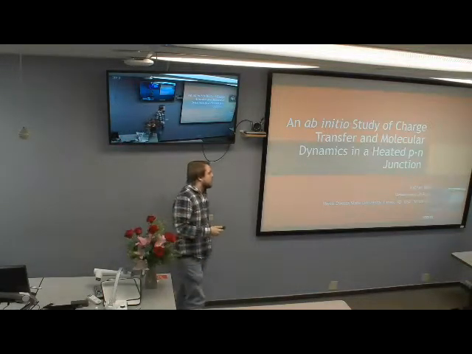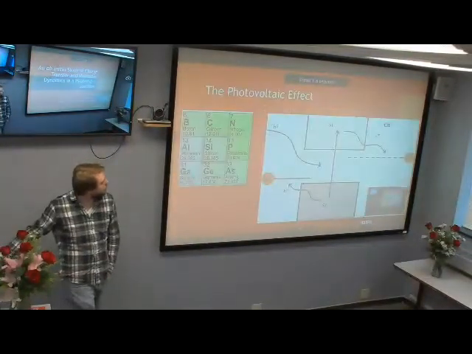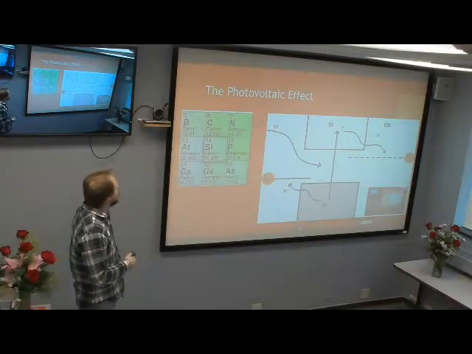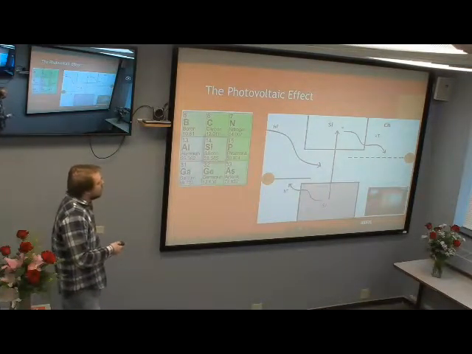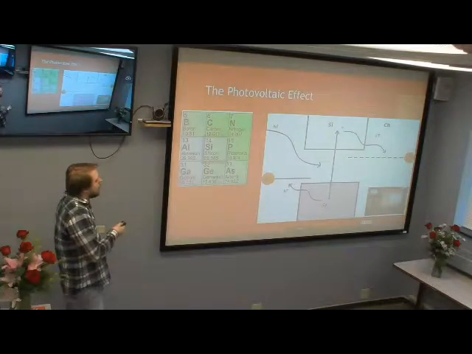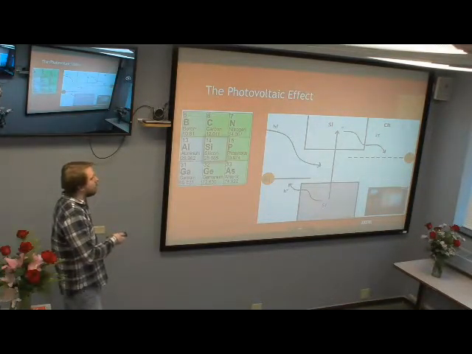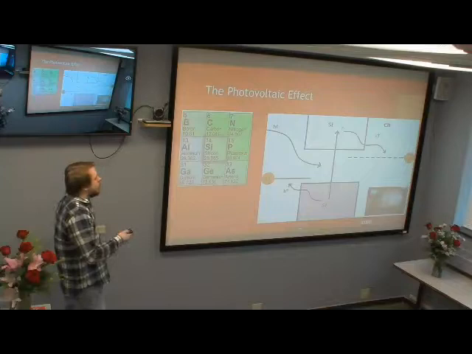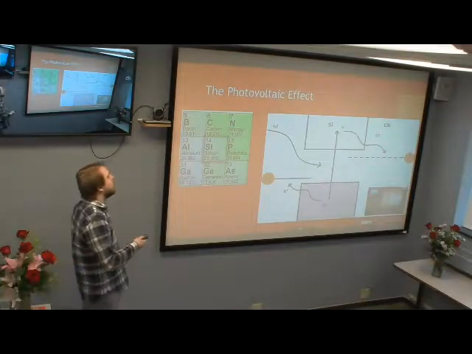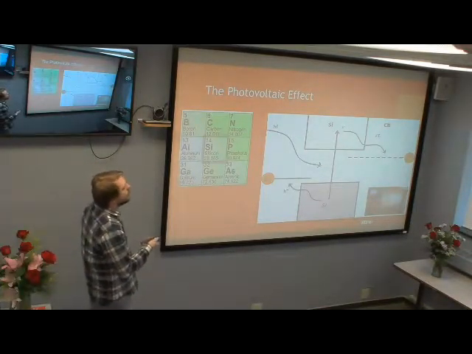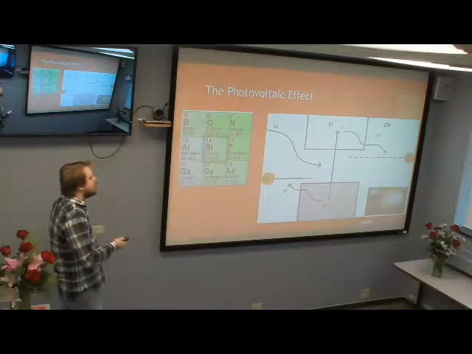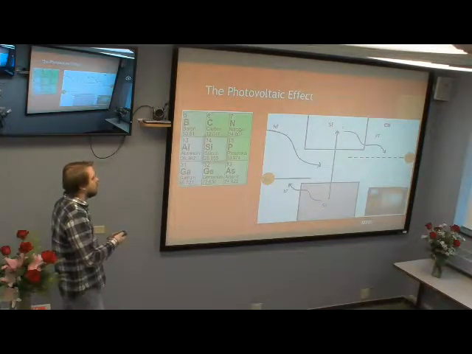So my project this semester was to study charge transfer in a heated p-n junction. To start off, I have a diagram here that shows what the photovoltaic effect is. If you have a p-n junction, a photon can come in and excite an electron in an occupied silicon orbital up to a previously unoccupied state, and that leaves a hole behind. Through non-radiative processes, that electron can decay down into, in this case, a phosphorus atom, which is an N dopant, and the hole that was left behind can transfer over to the aluminum or P dopant.